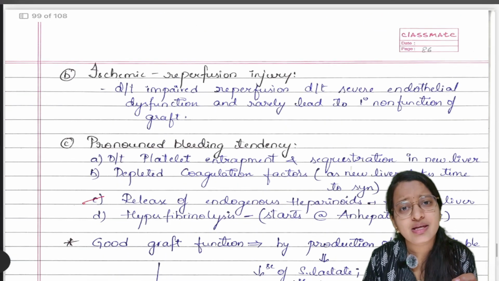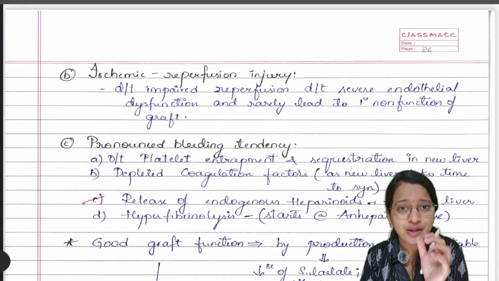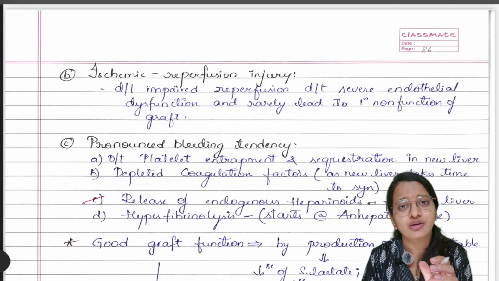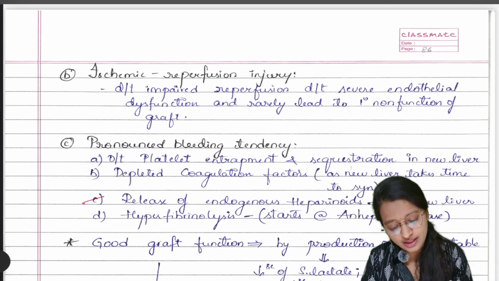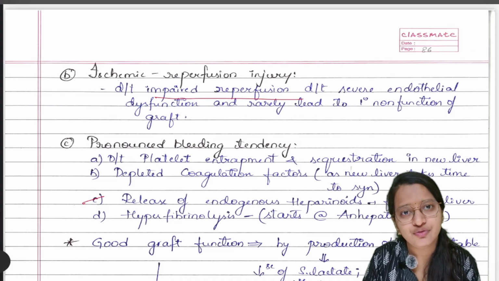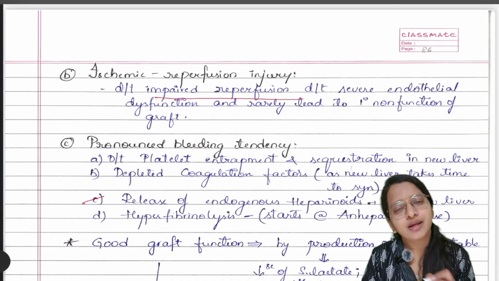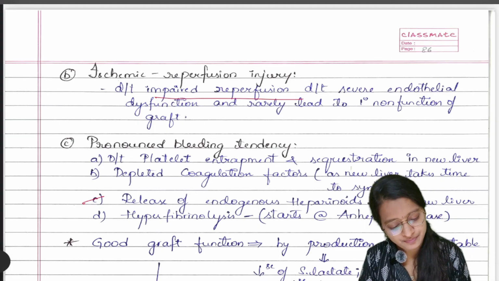So the second one is ischemic reperfusion injury. Ischemia means there is some problem with the organ, right? So here the organ is the graft. So there is impaired reperfusion of the graft leading to graft dysfunction due to endothelial dysfunction.